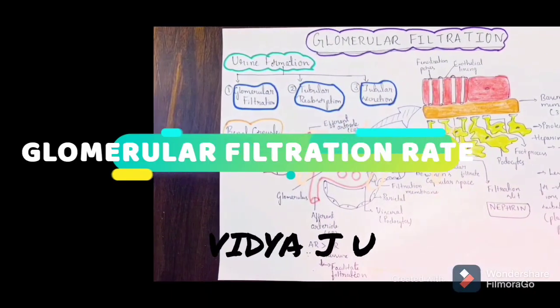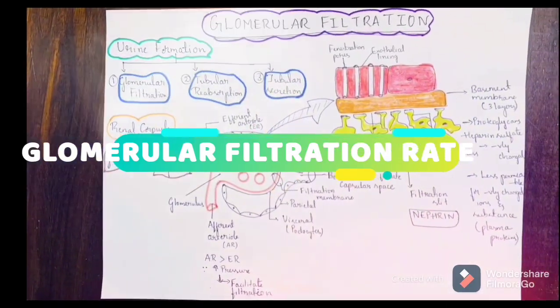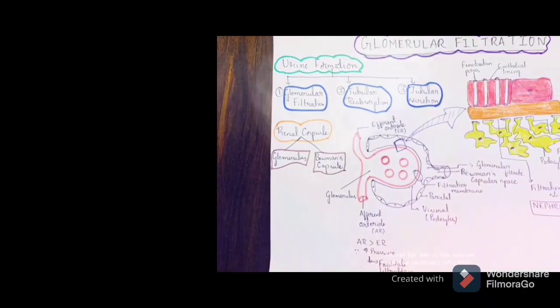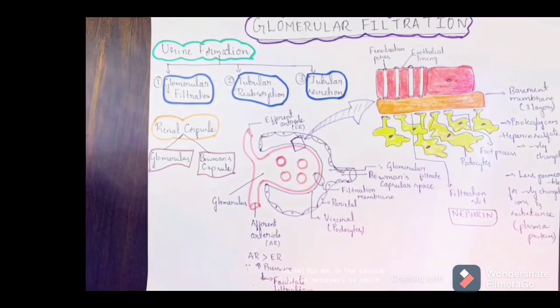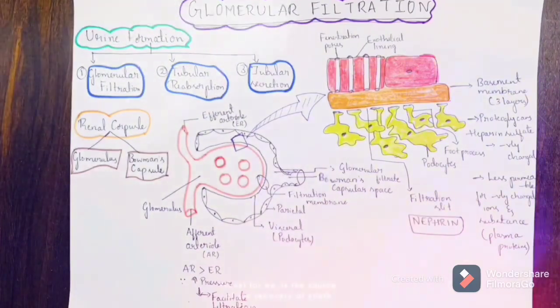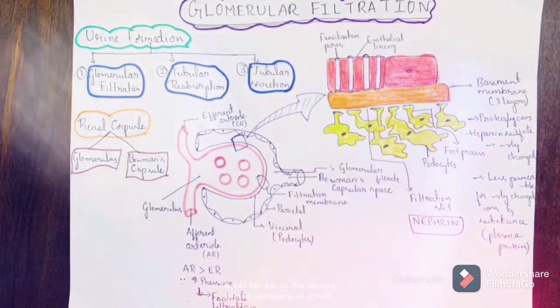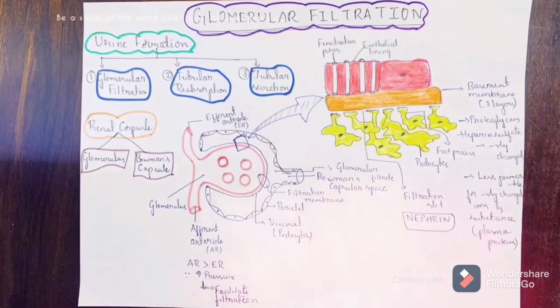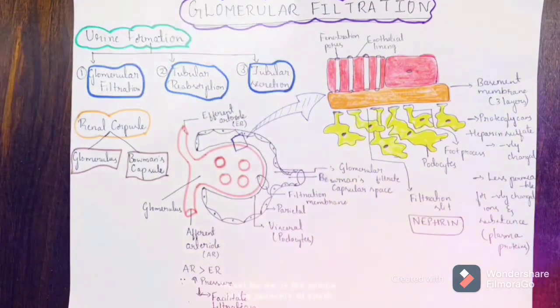Everyone, today we'll learn about glomerular filtration rate, and what are the factors affecting this GFR. This comes under competency number 7.3. Let's see what are the steps in urine formation. First is glomerular filtration, second is tubular reabsorption, and the third is tubular secretion. Today we'll learn about the first step, that is glomerular filtration.